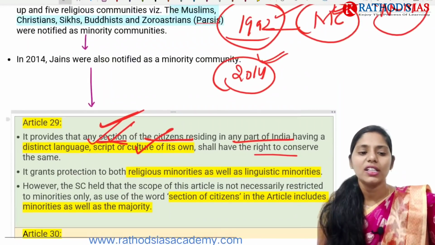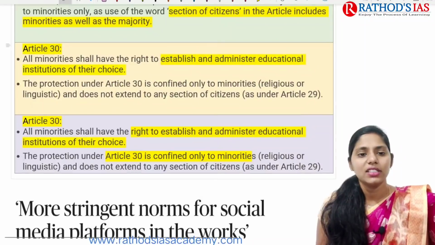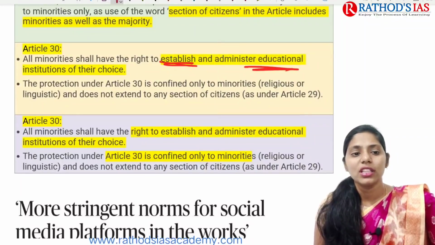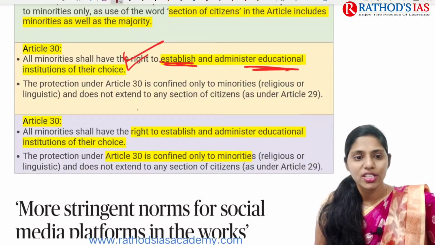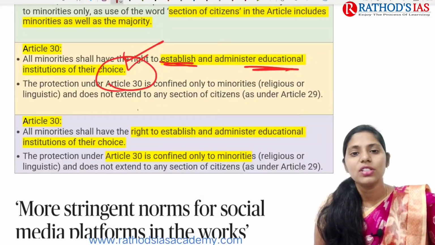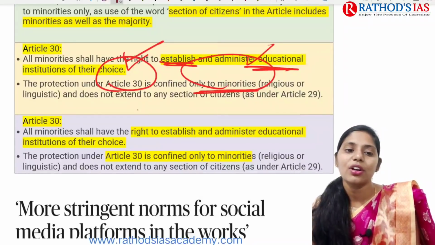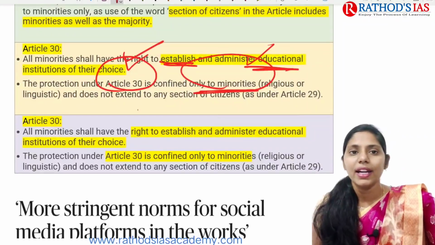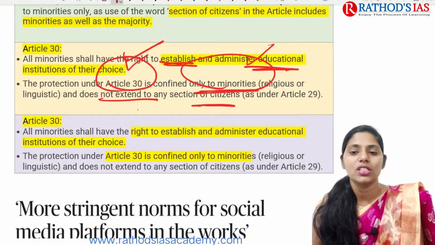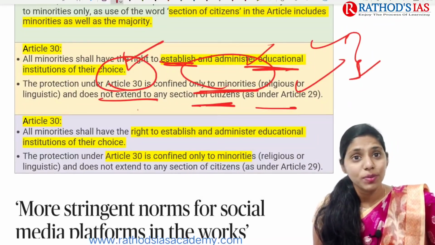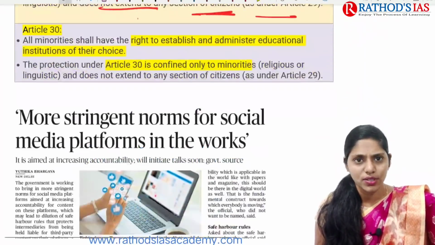And Article 30 says that all minorities shall have the right to establish and administer educational institutions of their choice. So Article 30 is confined only to minorities, either religious or linguistic minorities, but it does not extend to any sections of citizens as Article 29 does. So these are the two important articles which talk about minorities in our constitution.